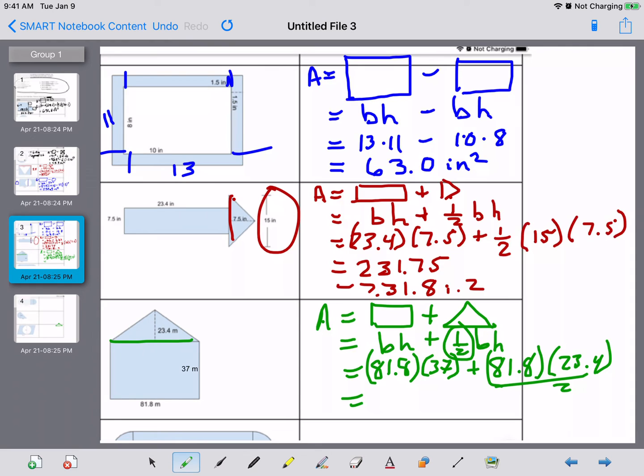I got 81.8 times 37 plus 81.8 times 23.4 divided by 2. Now, 81.8 times 37, 81.8 times 23.4 divided by 2 comes out to be 3983.7 if I round to the nearest tenth, meters squared. Okay, let's go into our last three problems.